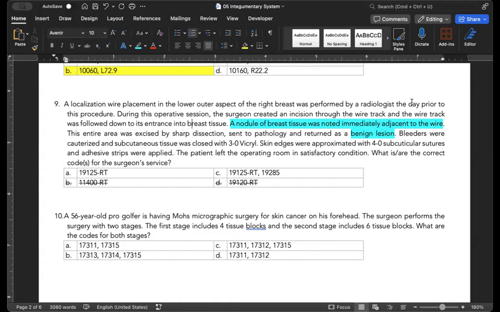Whereas this was placed the day prior to. And it was placed by a radiologist, not the surgeon. So that's your other indication there, that we are only coding the surgeon's service. Okay. Yep. So that's just another thing that we need to make sure that we're not reading through the scenario too quickly and missing those, day prior by the radiologist, and we're only coding for the surgeon. Yep. Okay.